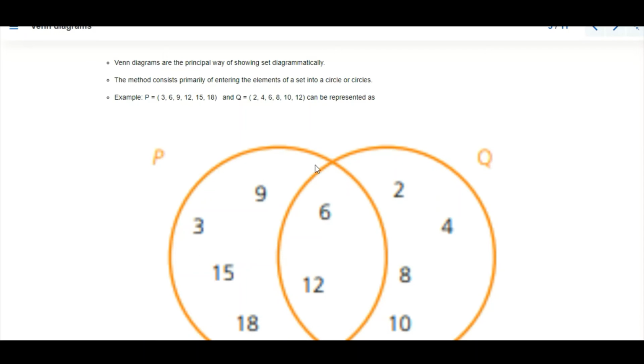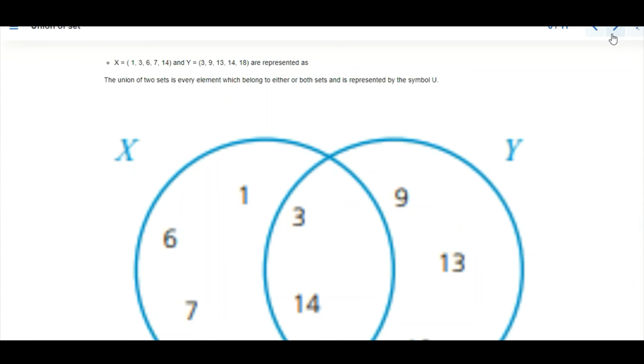Now let's study this. If you look at it, there is something that is common to the two of them, which is 6 and 12. This we call intersection. So we can call P intersection Q as what? 6 and 12, because 6 is common to P and Q, and 12 is also common to P and Q. Now let's go to the next slide.